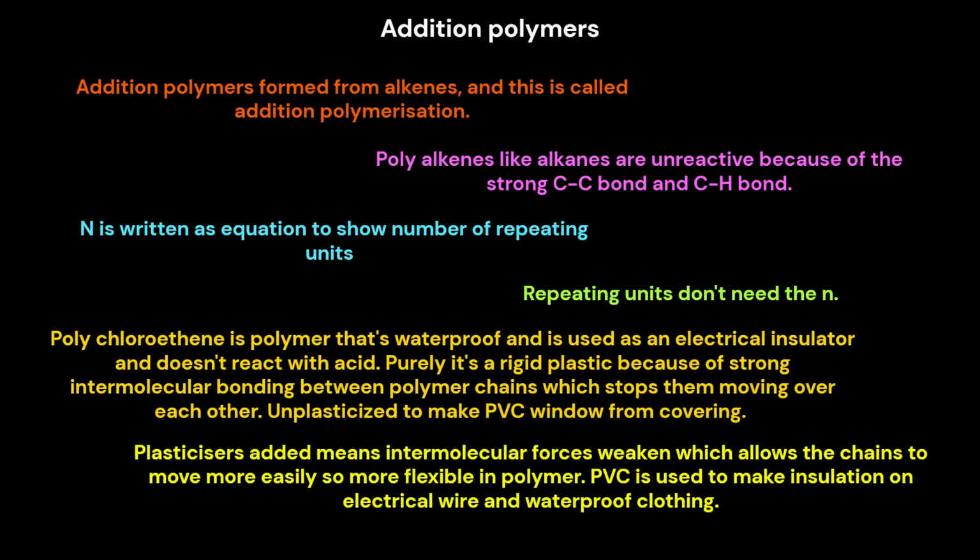Polychloroethene, or PVC, is a polymer that's waterproof and is used as an electrical insulator that doesn't react with acid. Purely, it's a rigid plastic because of strong intermolecular bonding between polymer chains, which stops them moving over each other. Unplasticized PVC is used to make window frames. When plasticizers are added, intermolecular forces weaken, which allows the chains to move more easily, so the polymer is more flexible. PVC is used to make insulation on electrical wire and waterproof clothing.